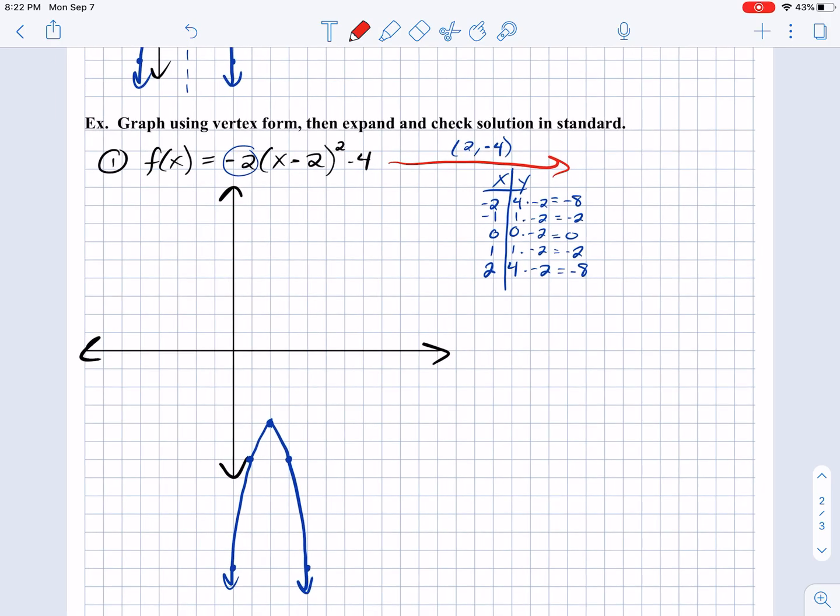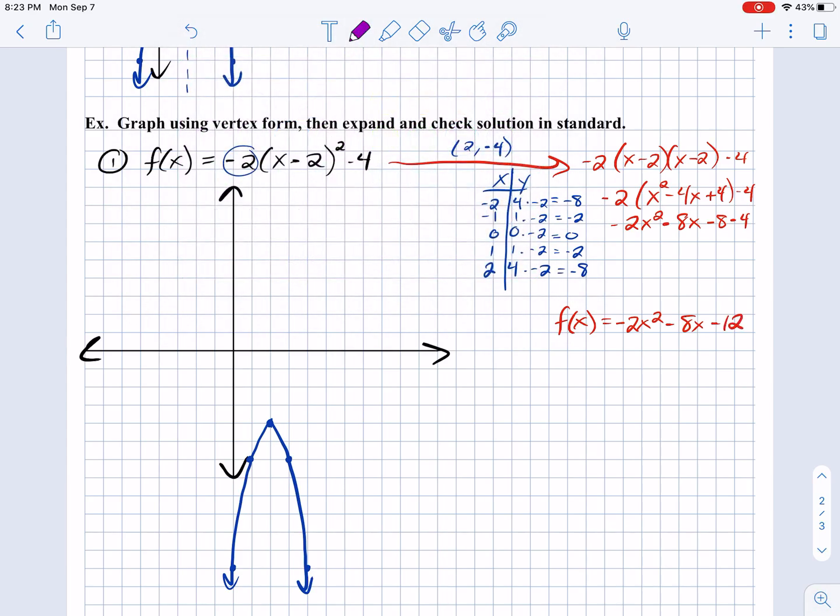So this would be negative 2 times x minus 2 times x minus 2 minus 4. So we get x squared minus 4x plus 4. We need to distribute that negative 2. 8x minus 8 minus 4. And in standard form, we have a quadratic function that looks like this. Negative 2x squared minus 8x minus 12.